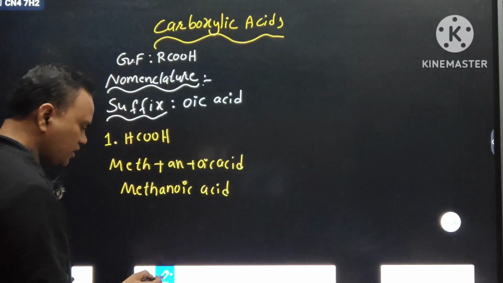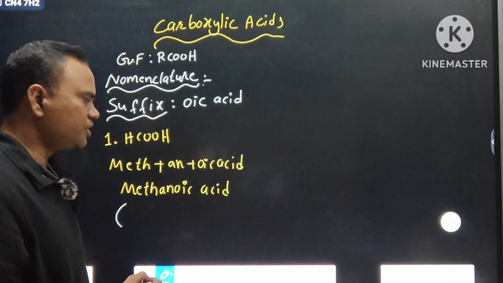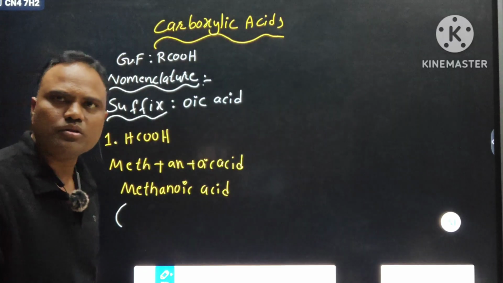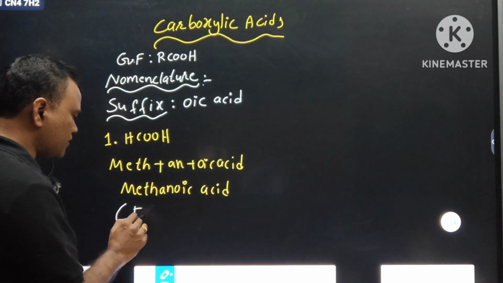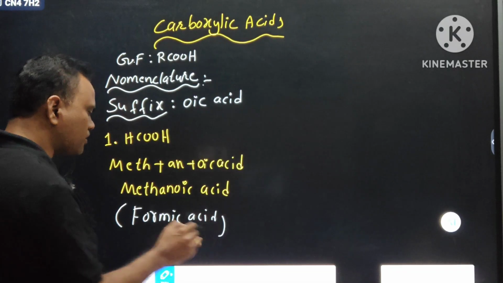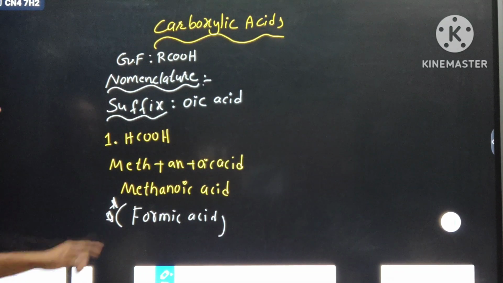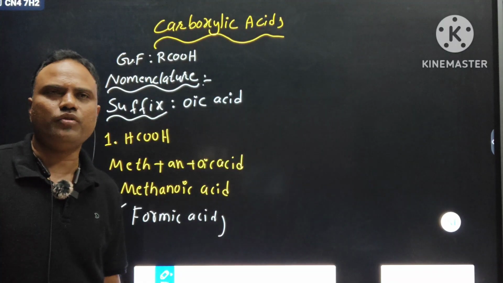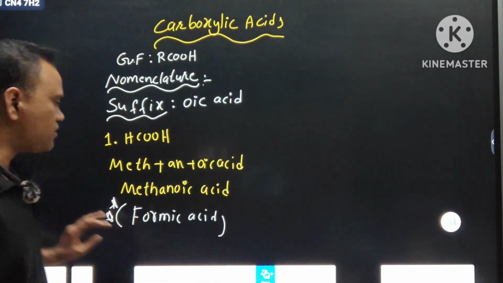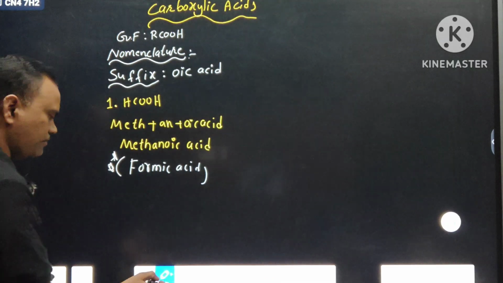Methanoic acid. I am mentioning the common name within the brackets. Methanoic acid is also called formic acid. Now keep a star mark for the important common names. IUPAC name followed by common name: formic acid. Let us know some points about formic acid.